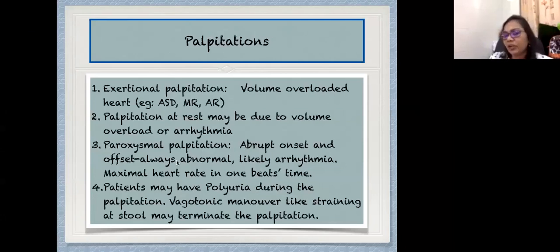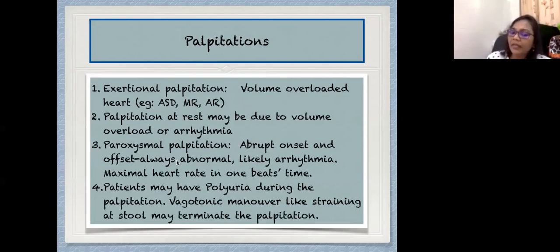Palpitation at rest may be due to volume overload lesions or due to an arrhythmia. Paroxysmal palpitations, which means there is abrupt onset and offset, are always abnormal, and the patient likely has an underlying arrhythmia. So what happens here is the maximal heart rate occurs in 1 beat's time. There is no warm up or cool down phenomenon like slow increase in heart rate, which you will see in sinus tachycardia, or rarely some other arrhythmias can also present like that. But paroxysmal palpitations are more abrupt onset and offset, most likely due to underlying arrhythmia.